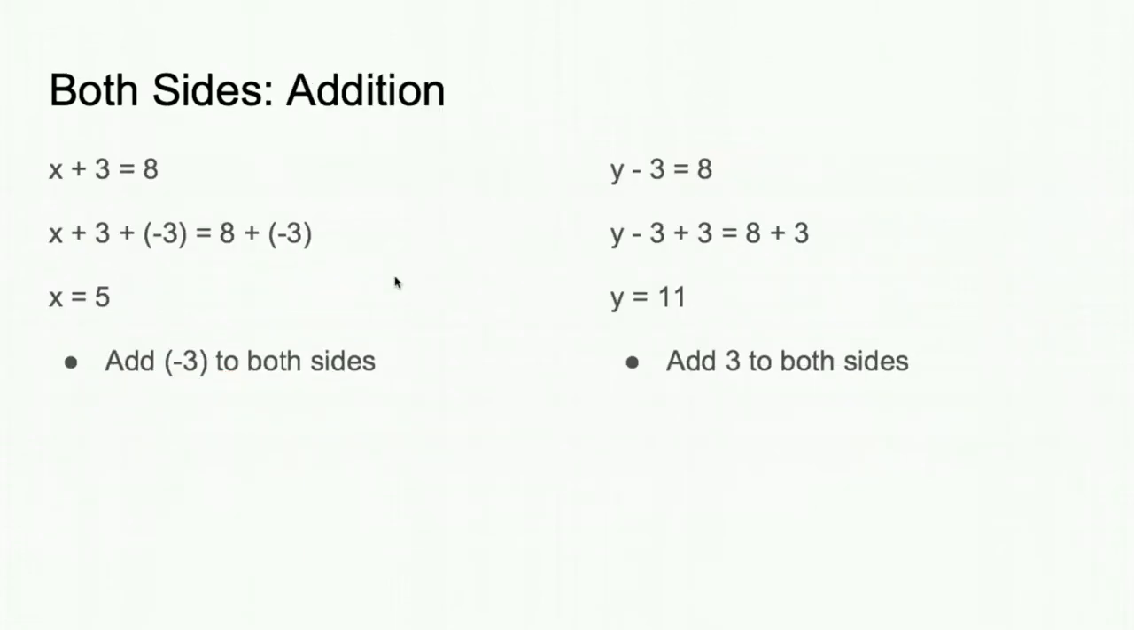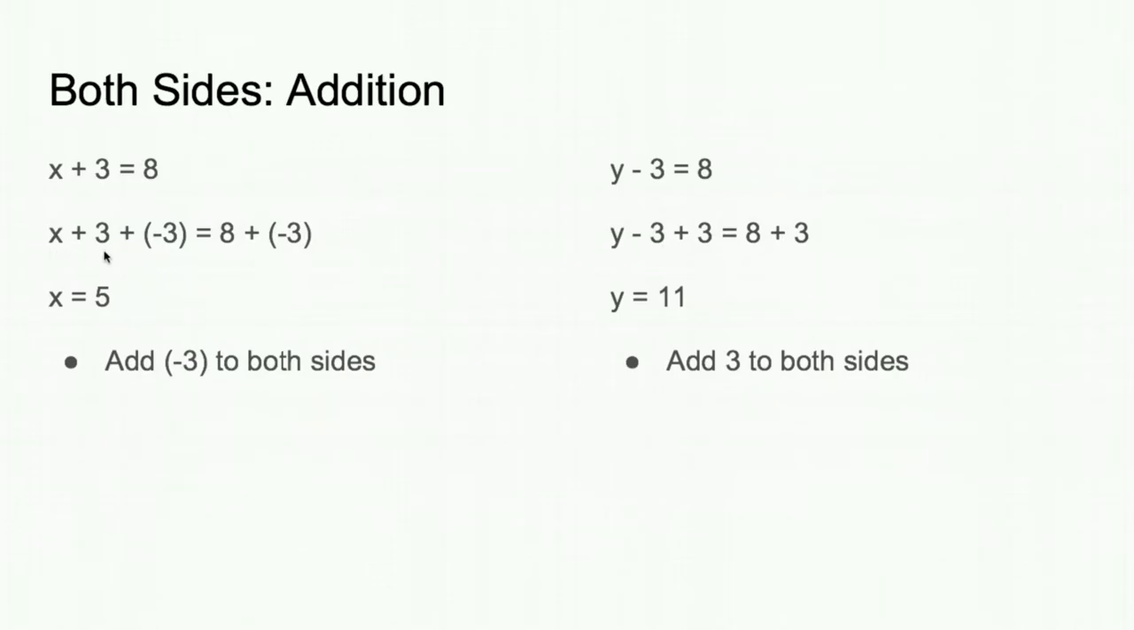Let's take a look at this concept of both sides in the case of addition. And remember, subtraction is just one form of addition, so it's included in here as well. For this first equation, let's look at x plus 3 equals 8. In order to achieve our goal of isolating the x, I will add minus 3 to both sides. Remember, in this concept of both sides, we can perform any operation we like as long as we perform the same operation to both sides. So in this case, we perform the addition of minus 3.